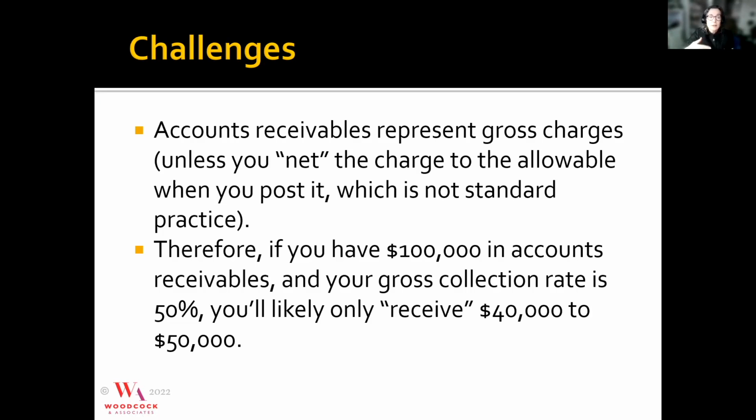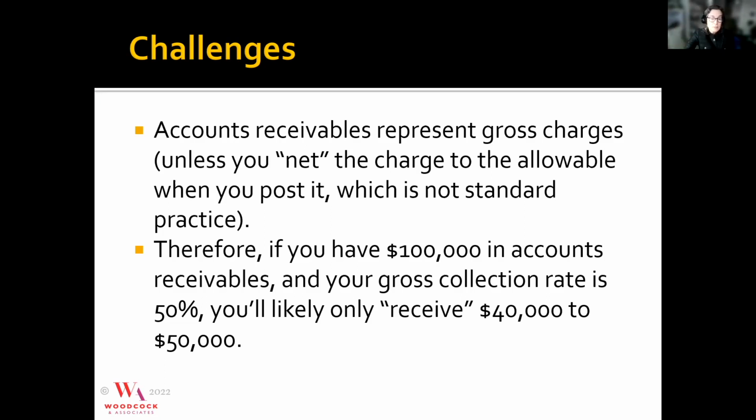But the important thing about an age trial balance is that the numbers on the age trial balance, those dollar amounts, represent gross charges. And the only exception is when you what's called net the charge. So as you're posting charges to your system, you actually bring down the charge to what you expect the payment to be, the allowable. That's not standard industry practice, but I have certainly seen medical practices in particular, which have netted the charge down to the allowable for Medicare or for all payers.